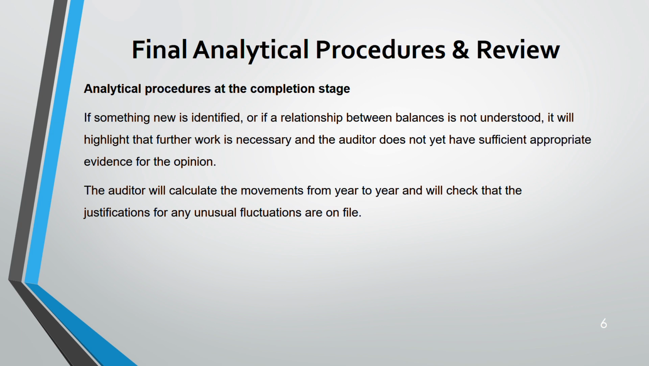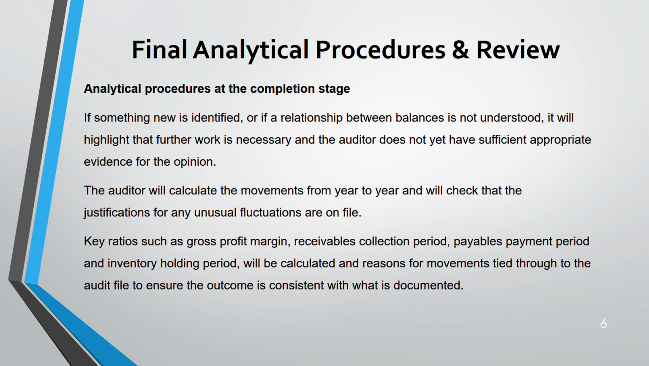Third, key ratios. There are some key ratios for analytical procedure. Make sure that you know them. And the formulas, you have to know them, by the way, in the AAA exam. In any exam, in fact. Formulas are not there in your formula sheet. Gross profit margin, receivable collection period, payment period, inventory holding period, these are key ratios. So you have to check the movement in these. Whether gross profit margin is increasing or declining, receivable collection period going upwards, downwards, payment and inventory. And the reasons for this movement have to be there in the audit file.